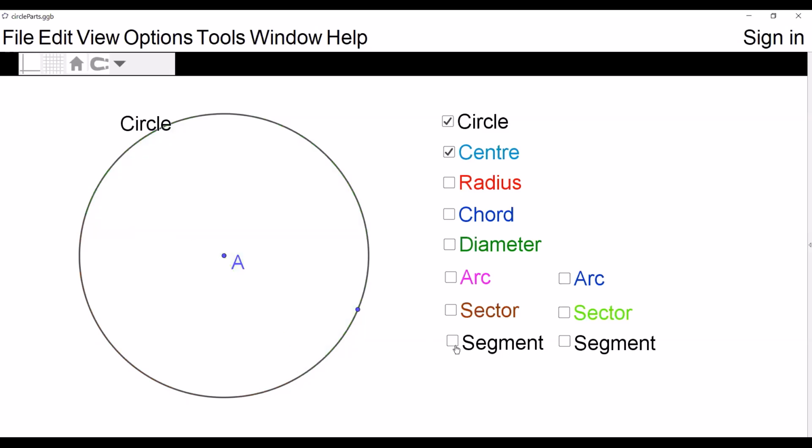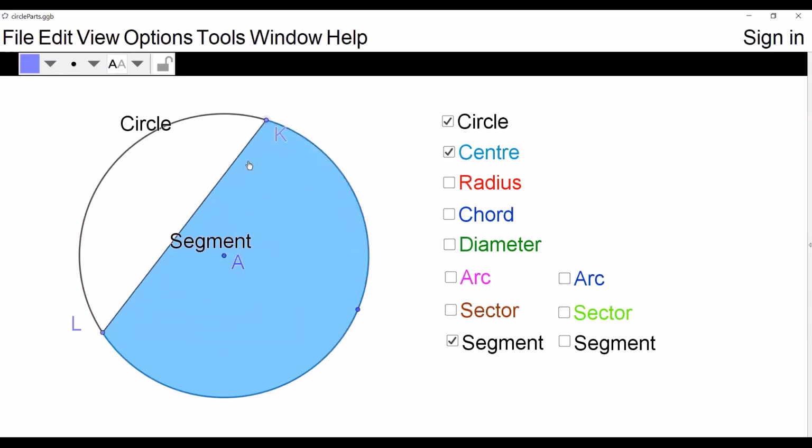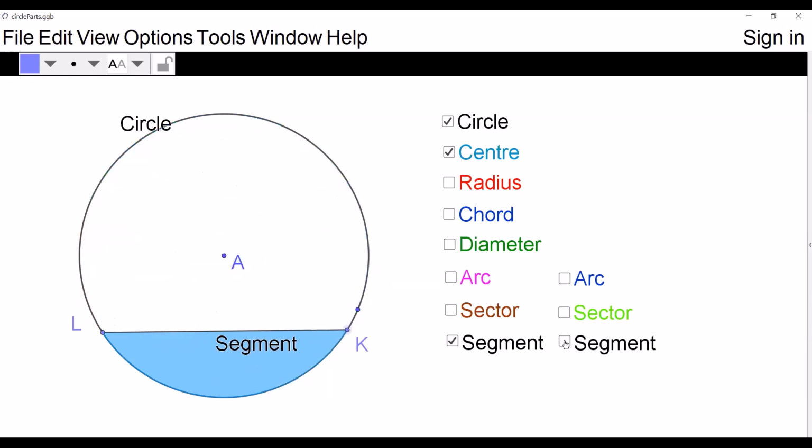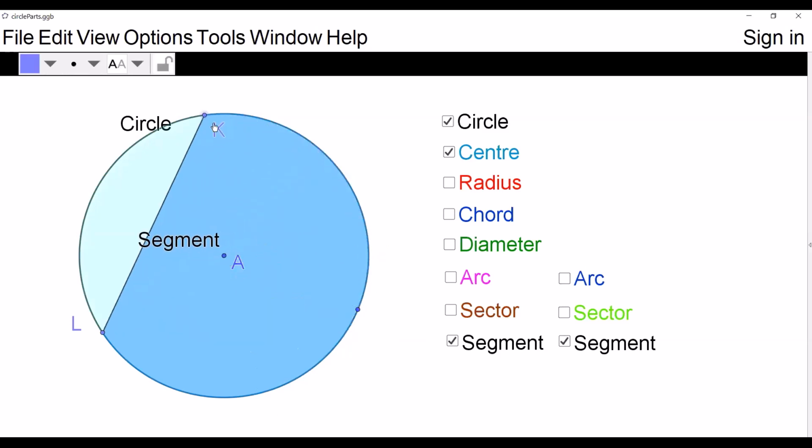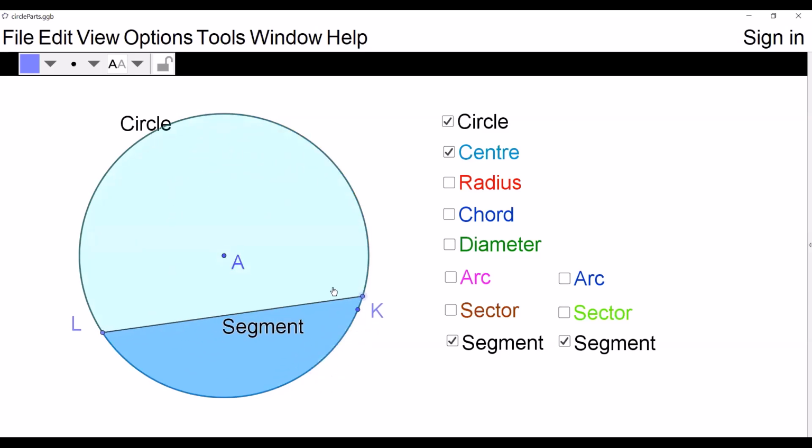Next, segment. What is a segment? A segment is a region bounded by an arc and a chord. So this is a segment. We have 2 segments in this case. The bigger one is known as the major segment, and the smaller one is the minor segment. We will next explore the first property of circle using GeoGebra.